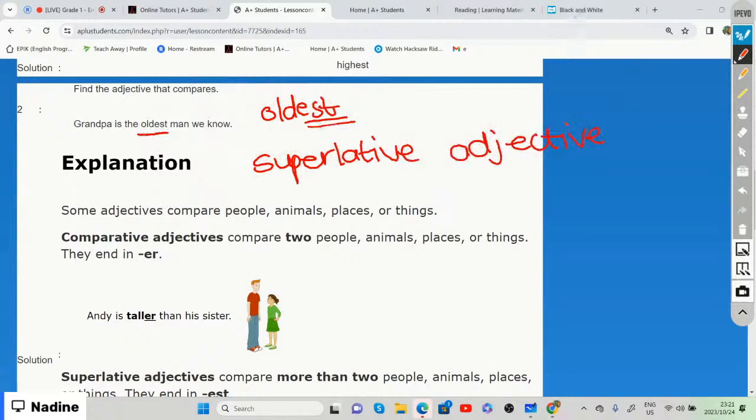This is a superlative adjective, and it compares grandpa to all the other men that we know. Because we are saying that grandpa is the oldest man, which means that we are comparing grandpa to all the other men that we know. We don't know any other men that is as old as grandpa. And that is called a superlative adjective, and it ends in est.